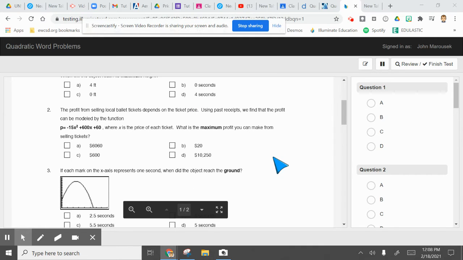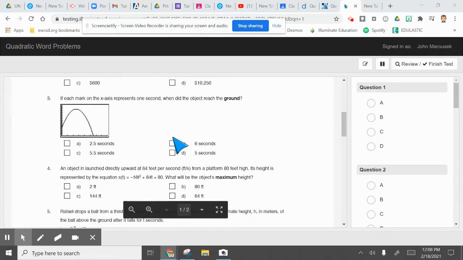Okay, this one. What is the maximum profit you can make from selling the tickets? The maximum profit does not talk about a time frame. So it's not the x of the vertex, it'll be the y of the vertex. Watch your math and figure out the x, negative b over 2a. Whatever that answer is, plug it into this equation and it'll give you your y. That's what it wants. All right.